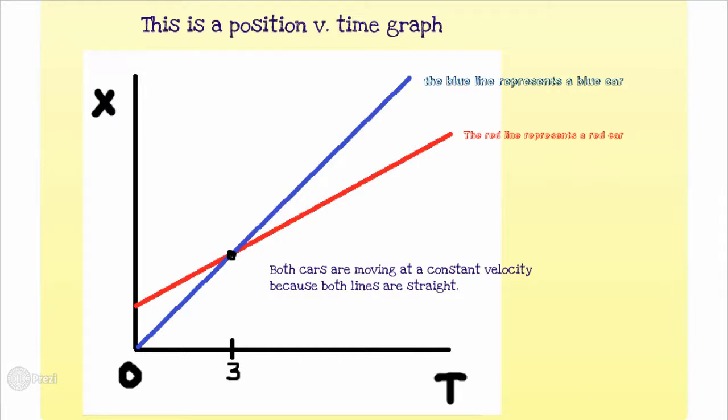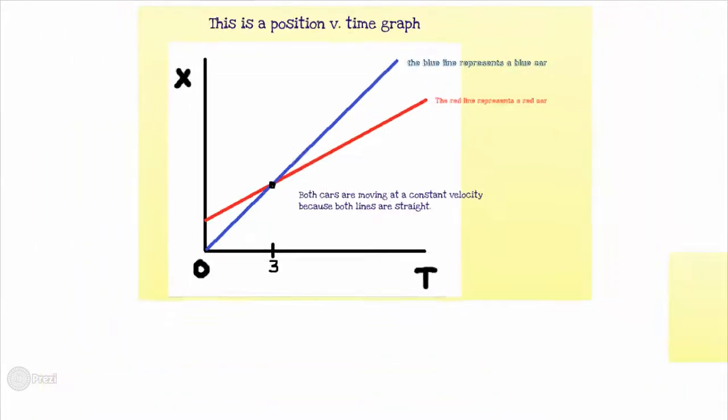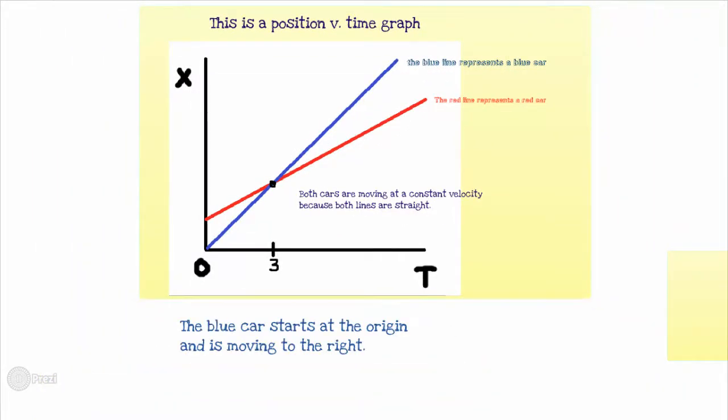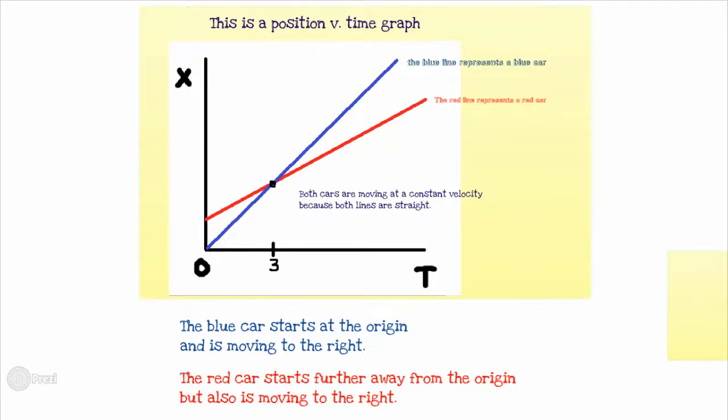Notice both cars are moving at a constant velocity because both of those lines are straight. The blue car starts at the origin, at a position of 0, and is moving to the right. So it starts at 0 meters and moves to the right. The red car starts further away from the origin and is also moving to the right.